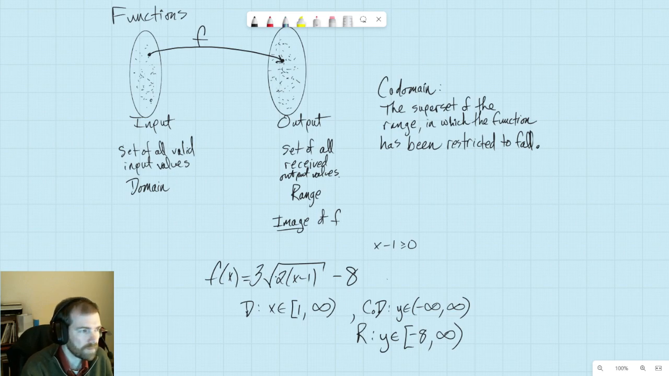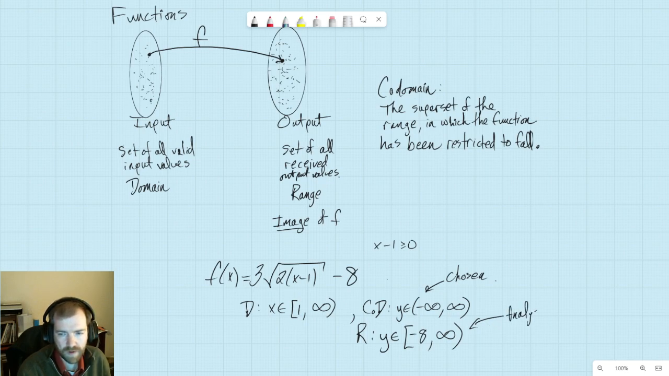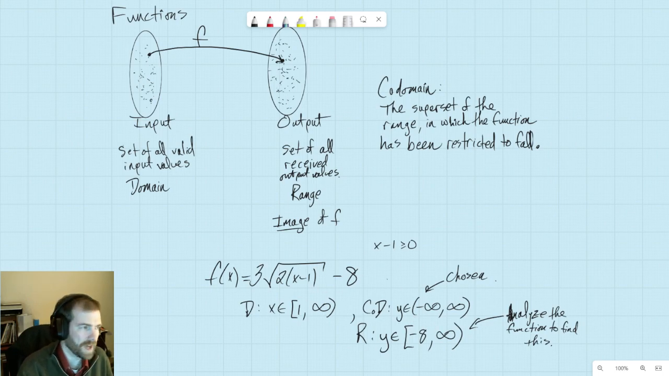So that's going to be our domain and range for this particular function, and the codomain. We choose the codomain. The range is what comes out of the function. So you actually do the function analysis and say, what are we actually going to get out from this function? And then that's your range.